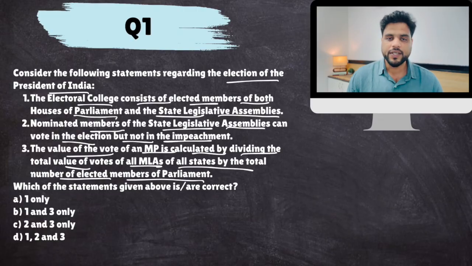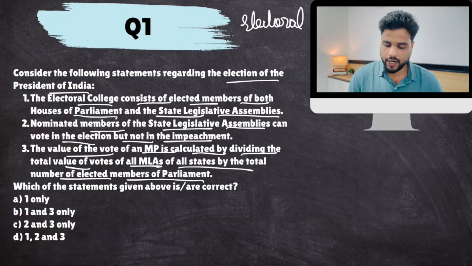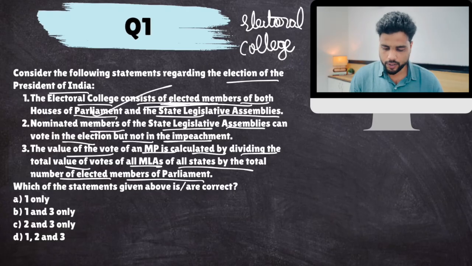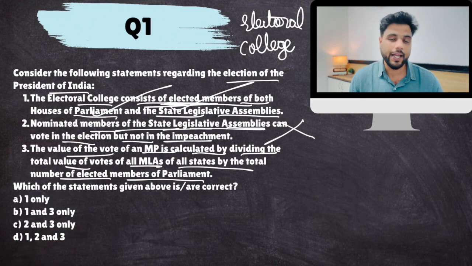Now, President of India is elected via an electoral college. And who are the members of this electoral college? All the elected members. Remember, elected members of both houses of parliament. So this doesn't include nominated members of Rajya Sabha, and elected members of state legislative assembly. Elected members is important, right? Nominated members of state legislative assembly can vote? No, they cannot. They are not part of the electoral college.